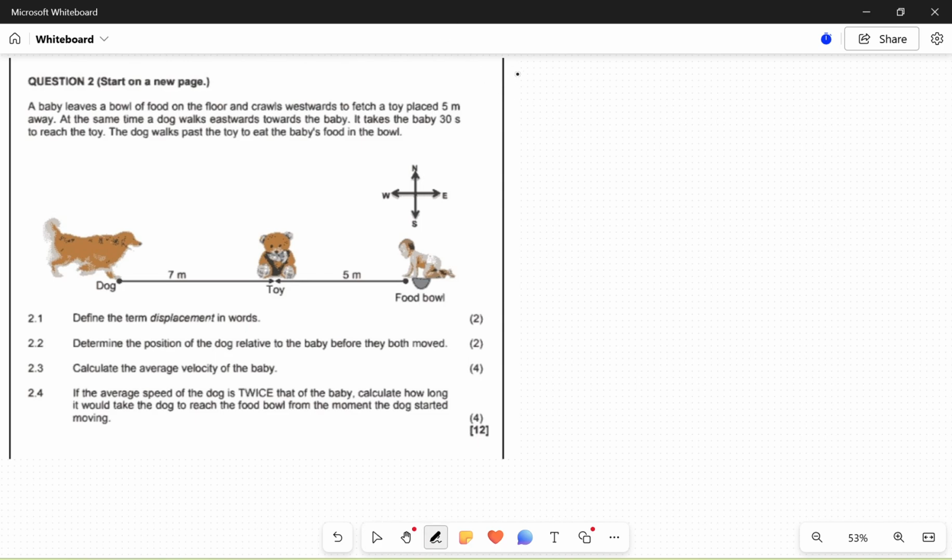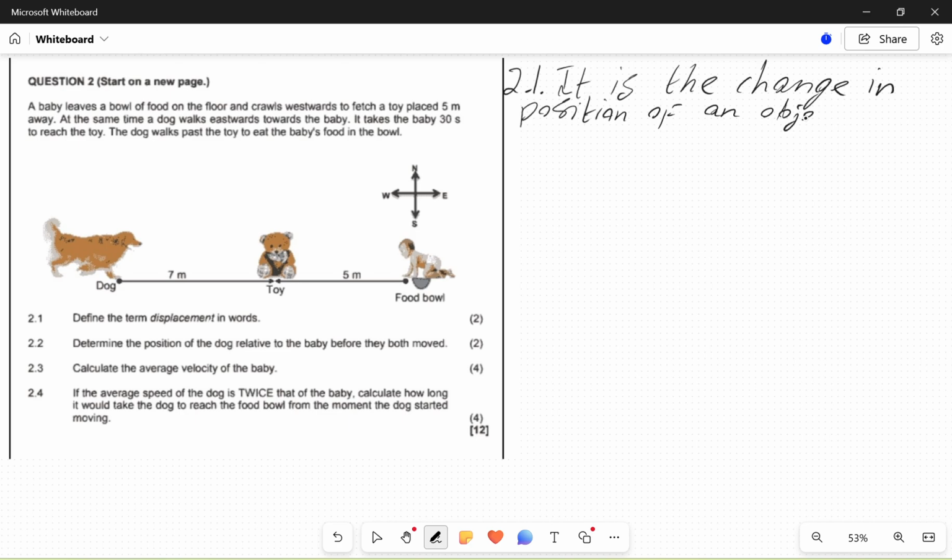So to define displacement, you will simply say that displacement is the change in position of an object. So this will be one of your definitions.